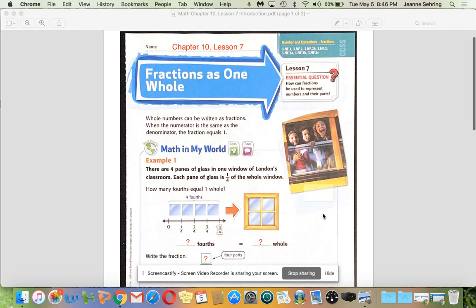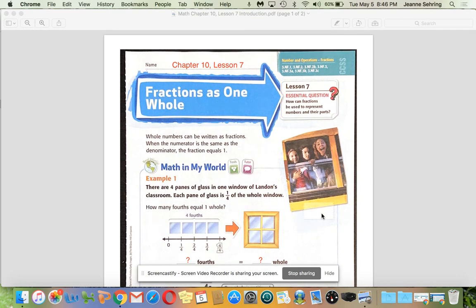So what does it look like if I say, okay, this is what we've talked about. If this window is divided into 4 parts and 2 of the parts are shaded, that fraction would be 2 shaded parts over 4 parts altogether. So 2 over 4, 2/4, right? What does it look like if all 4 of the 4 parts are shaded? Then it's 4 over 4, 4/4, and that equals what?